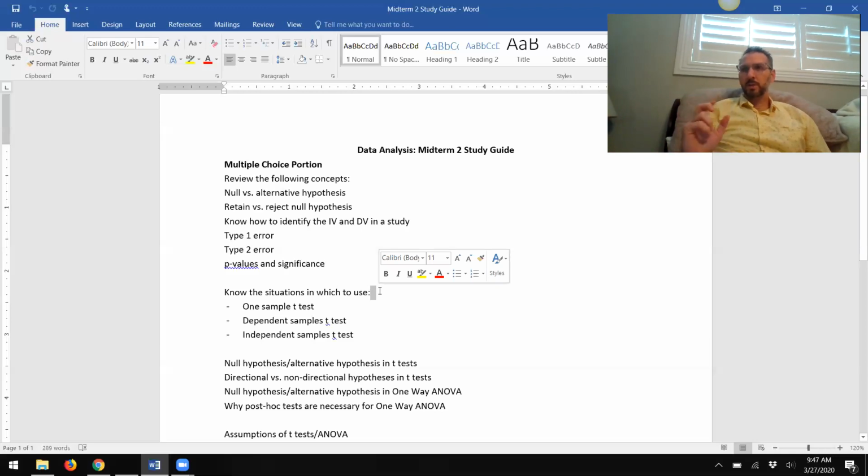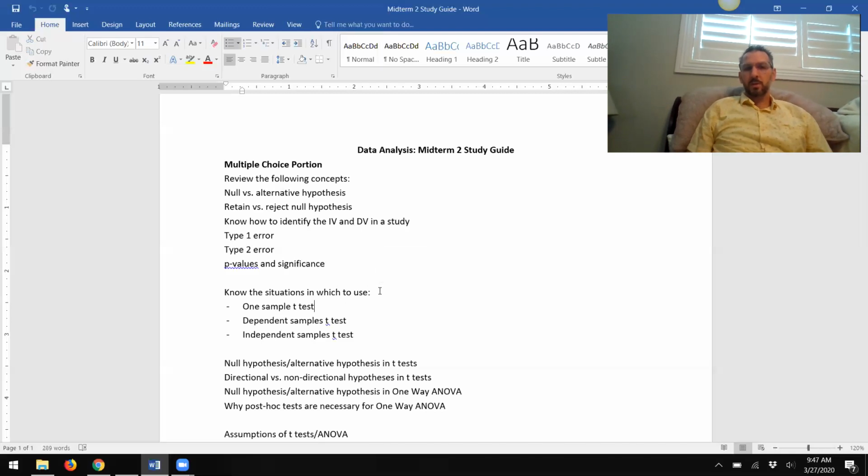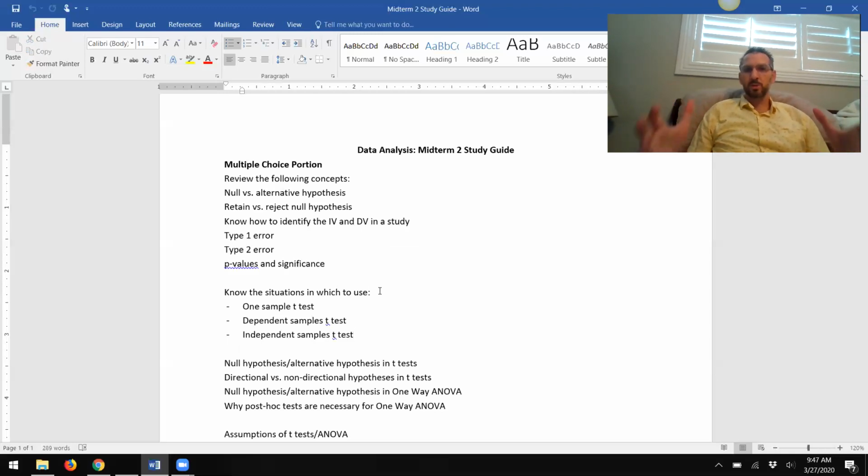Now, what is it that we learned in this section of the course? Well, again, we learned about the t-tests, and there's a group of t-tests. There are 3 of them: the one sample t-test, the dependent samples t-test, and the independent samples t-test. One of the things I want you to be able to do for this exam is actually identify, okay, here's a research question.